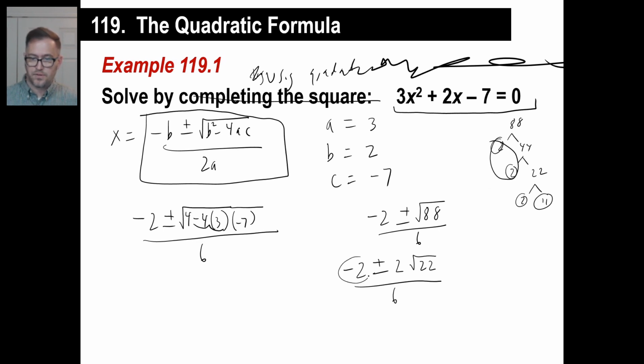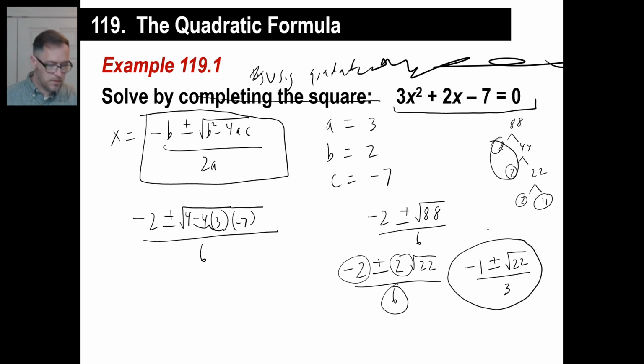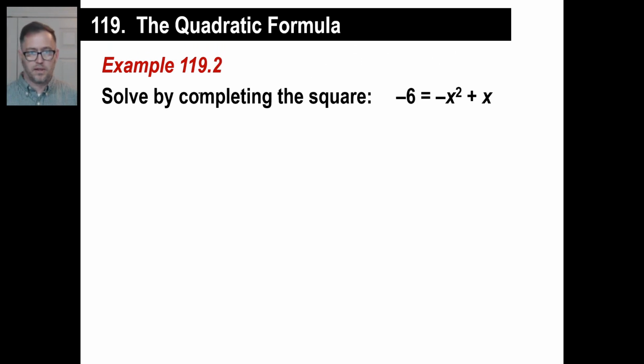And since this and this are all divisible by 2, we can go -1 plus or minus 1, you don't have to write it, over 22, the square root of 22 over 3. And there we go. Weird, huh? Okay, there we go. All right, and that is what we get for this one. Okay, let's try another one. We're going to not complete the square. This is a dirty lie.